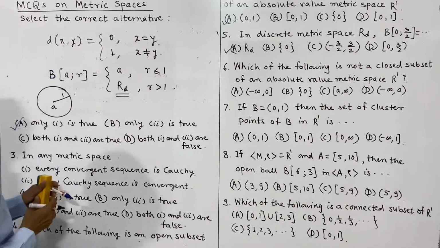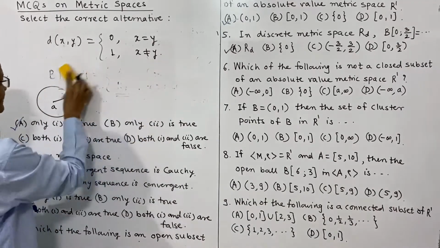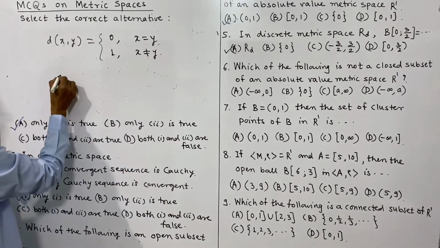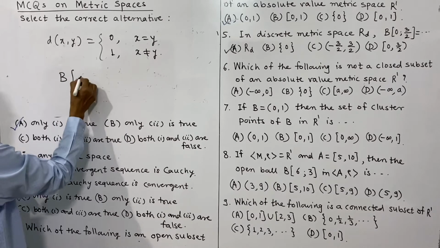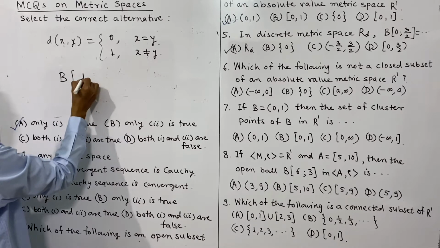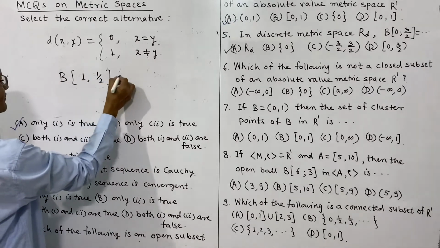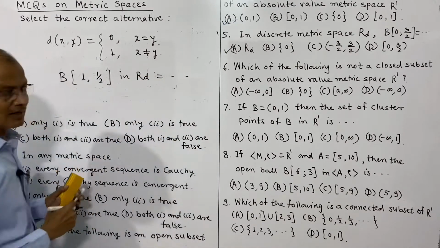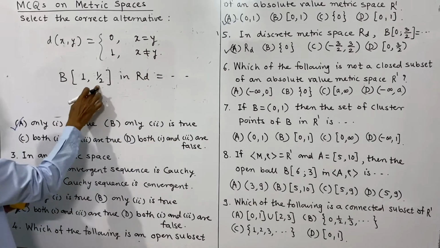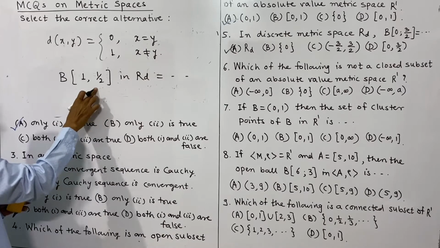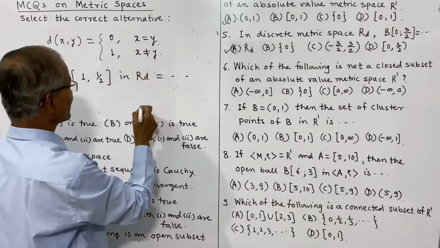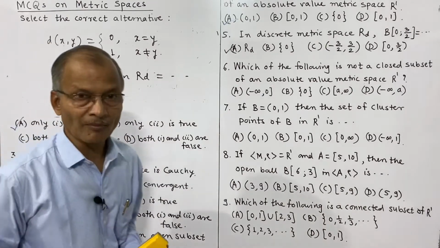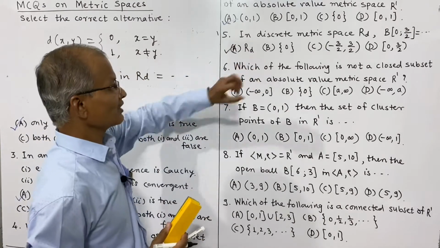And if the question is like this, what will be the open ball B(0, 1.5) in R^d? So this will contain only 1 because the radius is less than 1. So therefore this is equal to 1 only. So that is to be remembered for discrete metric spaces.